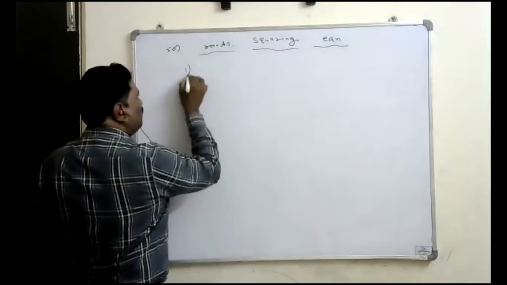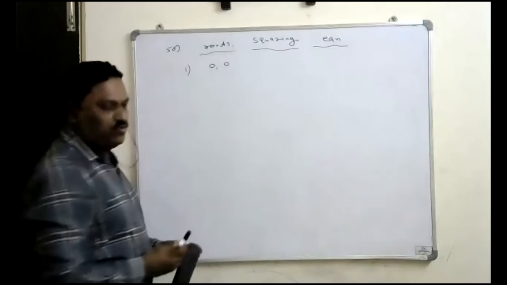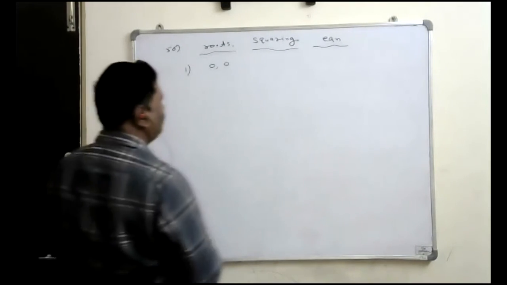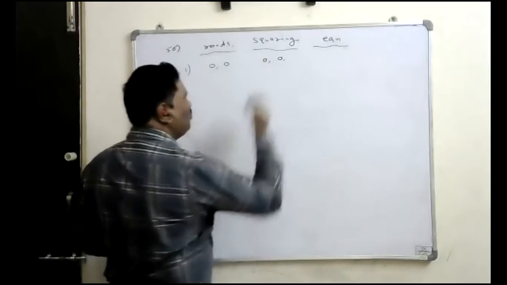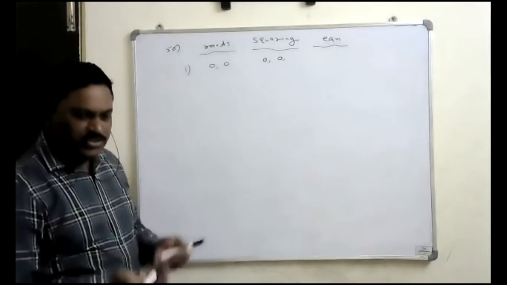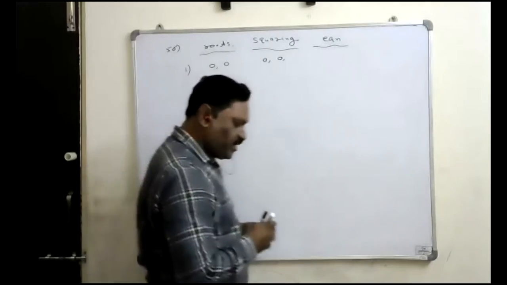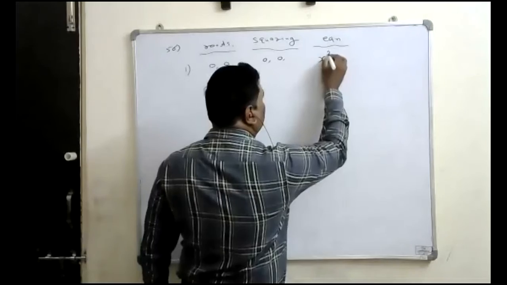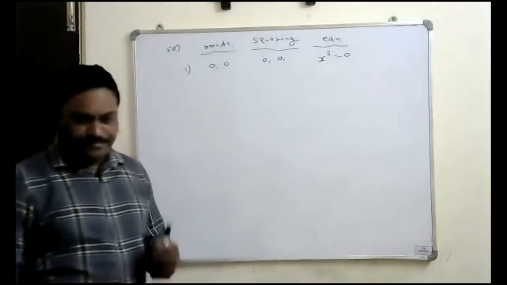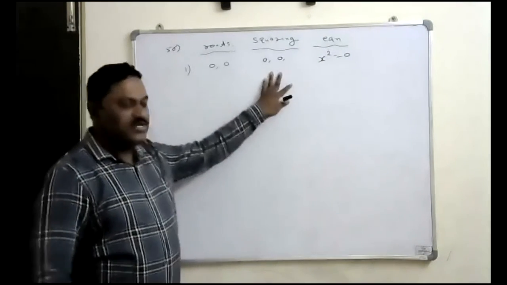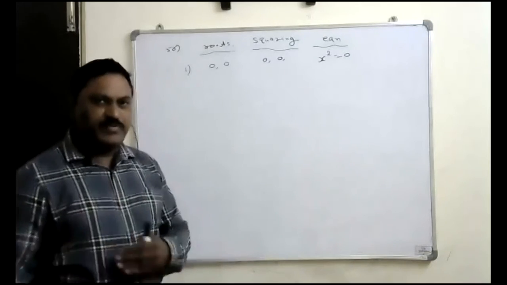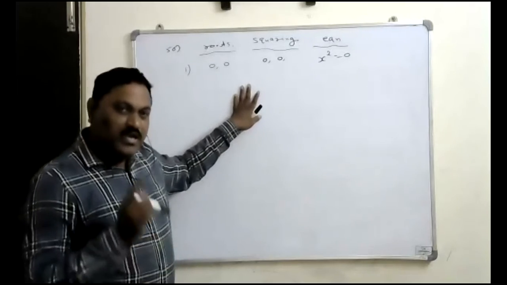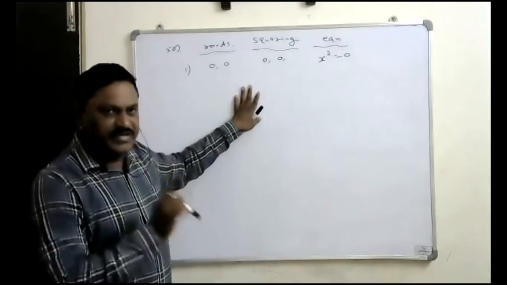Suppose, first one, the roots are 0 and 0. Even if squaring them, what are the roots? Answer: 0, 0, the same roots. Then what is the quadratic equation whose roots are 0, 0? x minus 0 into x minus 0 equal to 0, that is x square is equal to 0 is the equation. So this is one equation. Even though if we square the roots, it is not going to change.